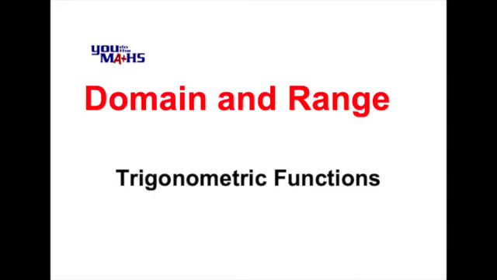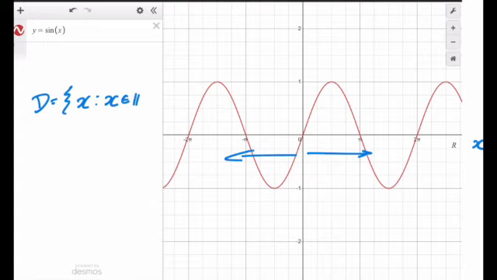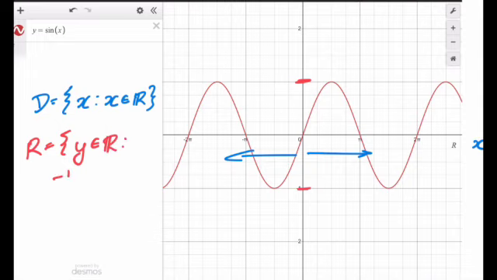Let's have a look now at the domain and range of some basic trig functions. First of all, we'll have a look at y equals sine x. Now there are no restrictions on x in either the negative or positive direction. So that means that x can be any real number. So our domain is x such that x can be any real number from negative to positive infinity. But we can also see the range is restricted between -1 and 1. So the range is the y numbers which are real such that it's between -1 and 1.